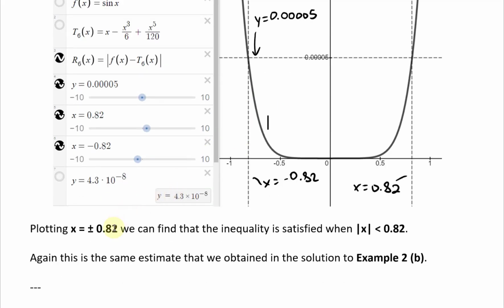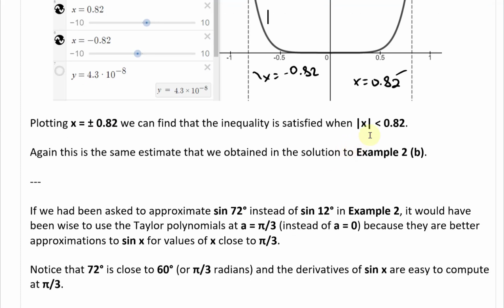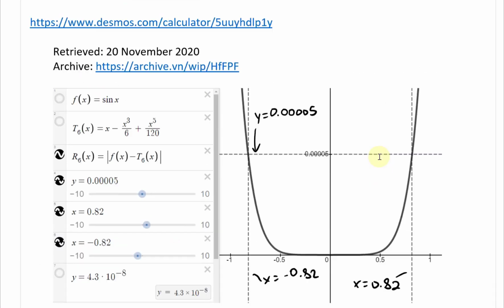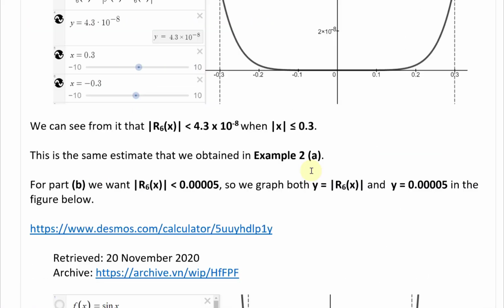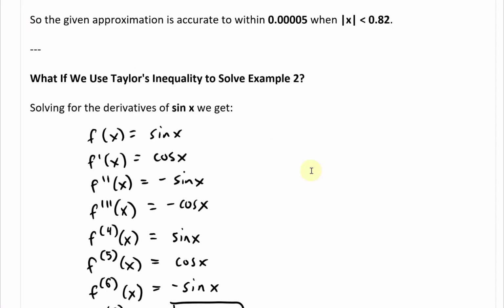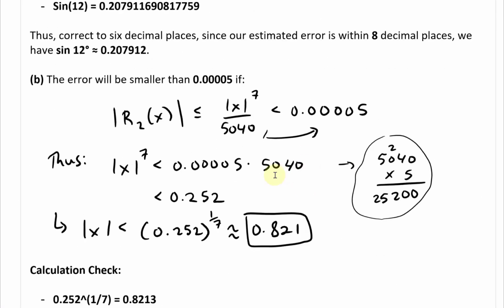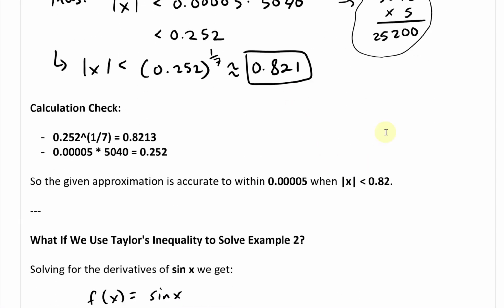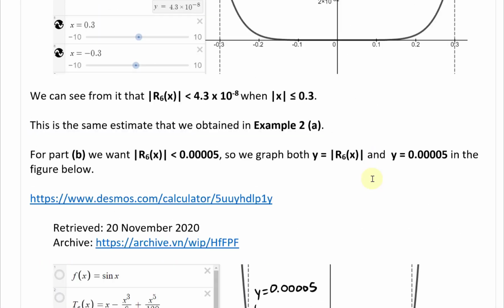So plotting x equals plus or minus 0.82, we find that the inequality is satisfied when the absolute value of x is less than 0.82. Again, this is the same estimate that we obtained in the solution in example 2b. Let's just see that one again. Yeah, there's our earlier one, 0.821, or just 0.82, rounded down.